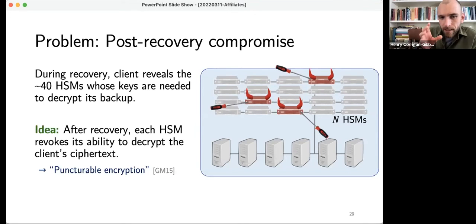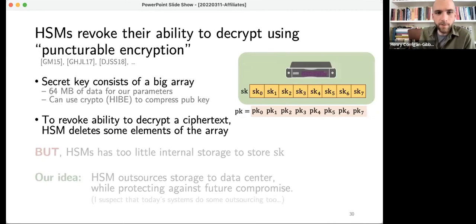This idea of being able to revoke the ability to decrypt the ciphertext is known as puncturable encryption and has been around for a while. I think it is a really clever way to provide this kind of after-the-fact security.